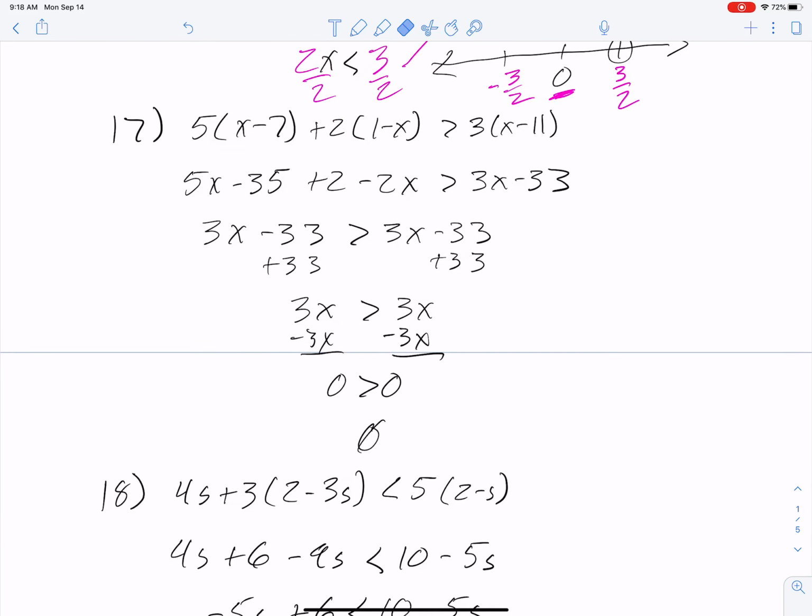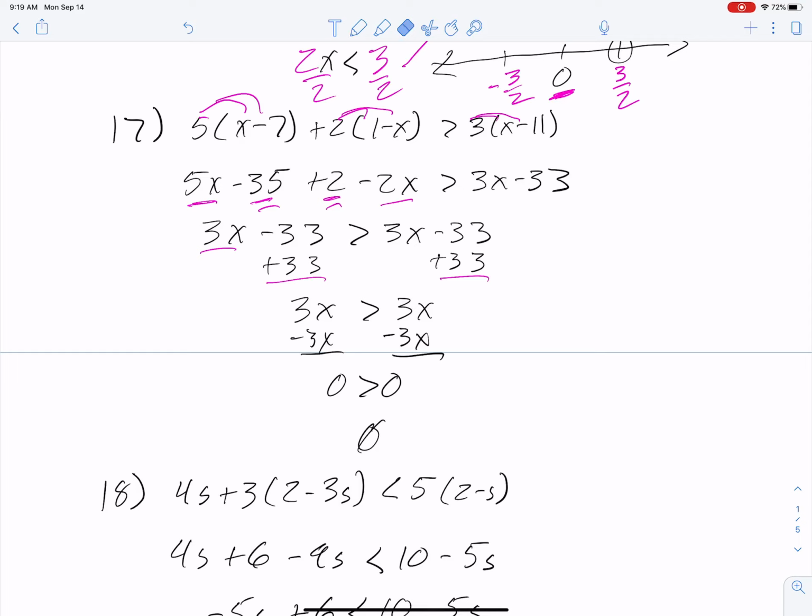17, again, starts with some distribution. I distribute my 5 to my x and my negative 7, 2 to my 1 and my negative x, 3 to the x and the negative 11. On the left-hand side, I've got multiple like terms. So I'm able to combine my 5x minus 2x and get 3x. I'm able to combine negative 35 and 2 to get negative 33. I add 33 to both sides, getting me 3x is greater than 3x.